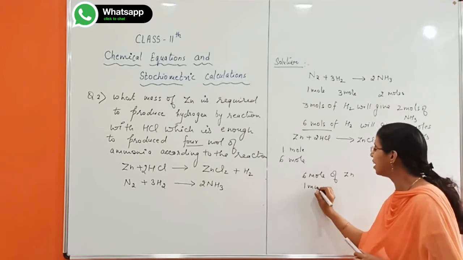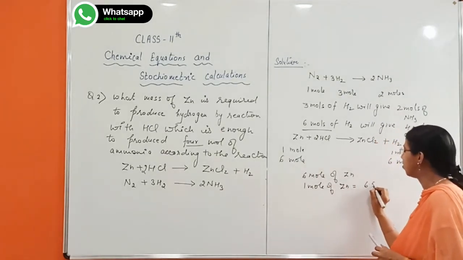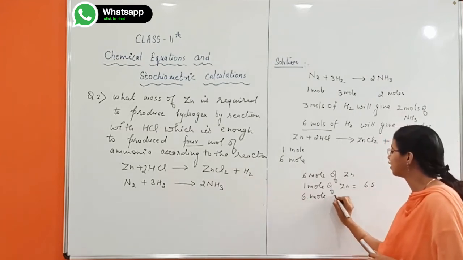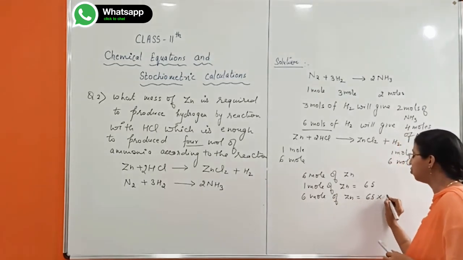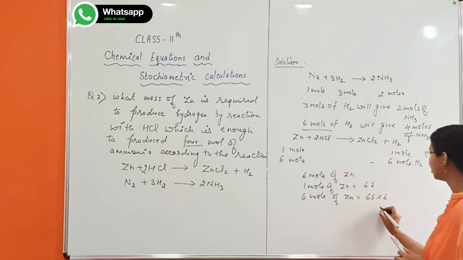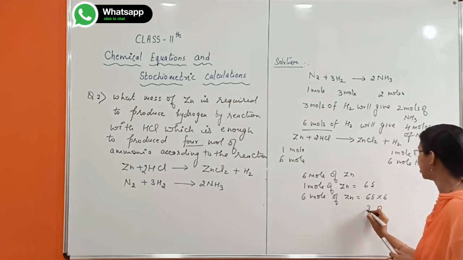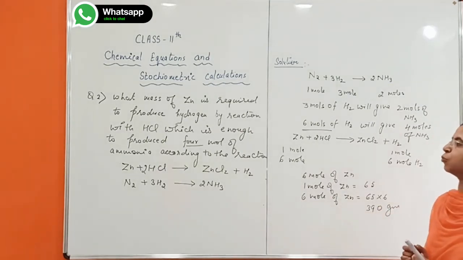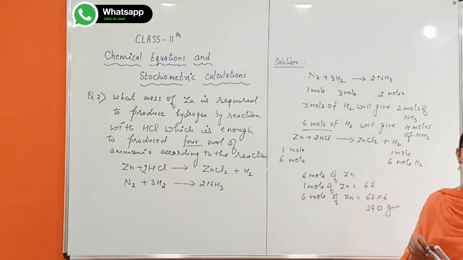1 mole of zinc is 65. So 6 mole of zinc is 65 into 6. So that is 390 grams of zinc is required to produce 6 mole of hydrogen, which is required to produce ammonia.